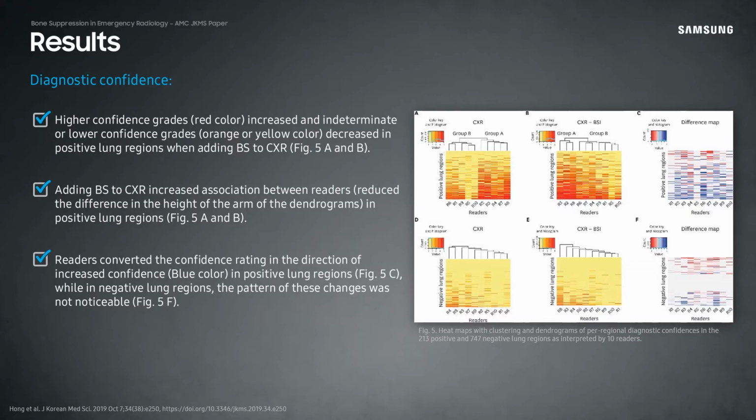Readers converted the confidence rating in the direction of increased confidence, shown as the blue color, in positive lung regions of figure C, while in negative lung regions, the patterns of these changes were not noticeable.